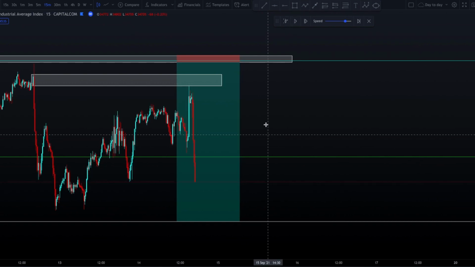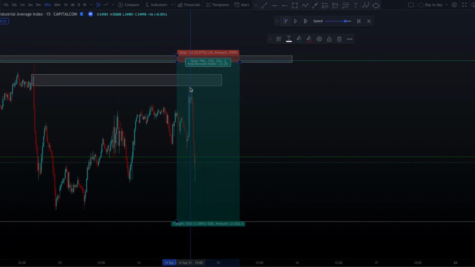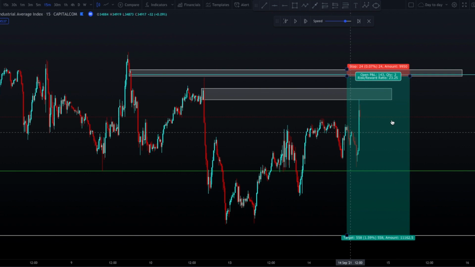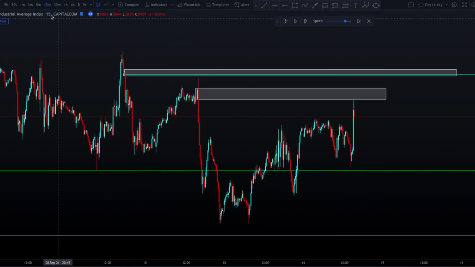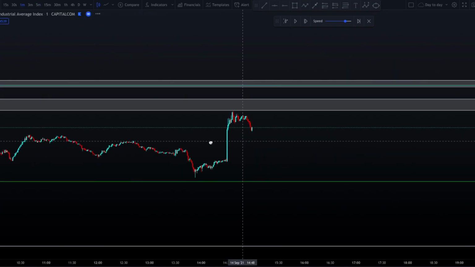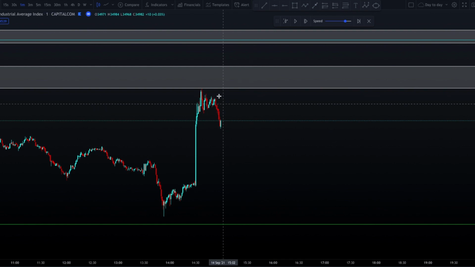Okay, look at that. Okay, that didn't pause as fast as I would have liked. Let's go back here. Now we can clearly see that price has tapped into this order block. Okay, let's go down onto our 1 minute chart. We can clearly see price has gone and tapped into this order block.